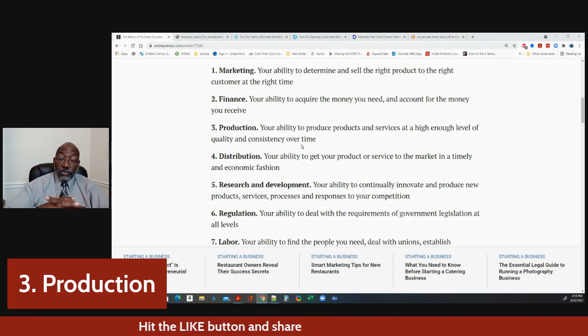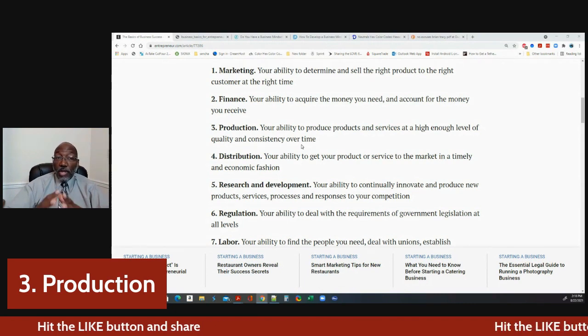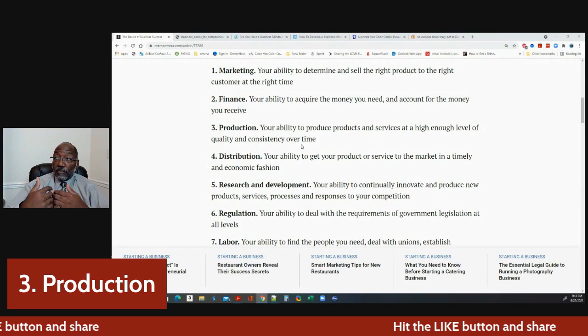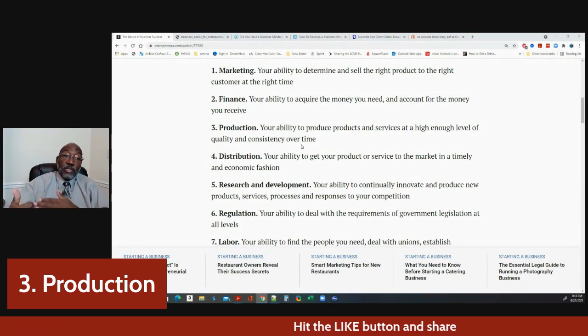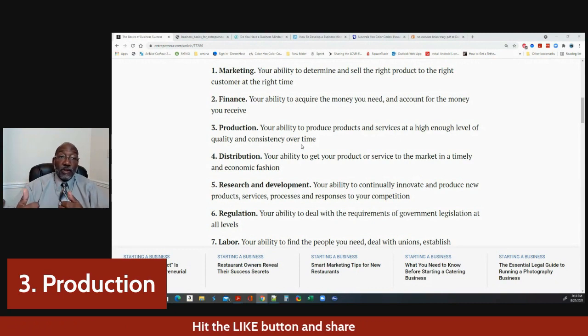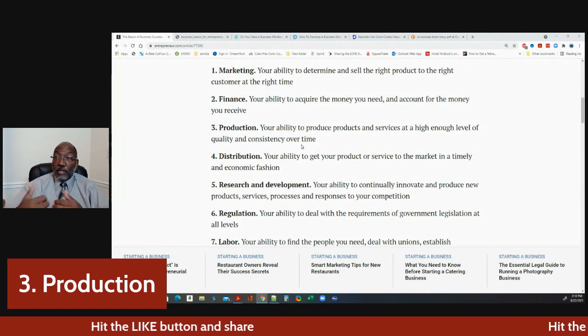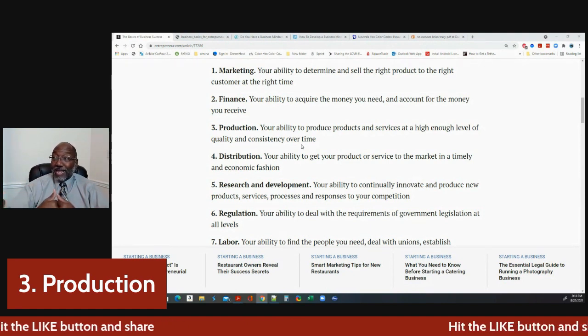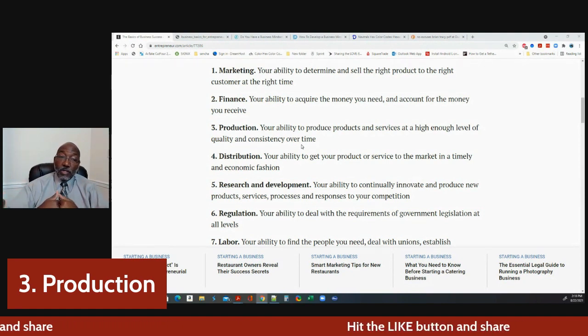So how do you go about being, and part of our production and a part of our product and service is dropping documents off on time to the FedEx. So how do you go about doing that? Come up with a way to make that happen. Okay. Distribution.